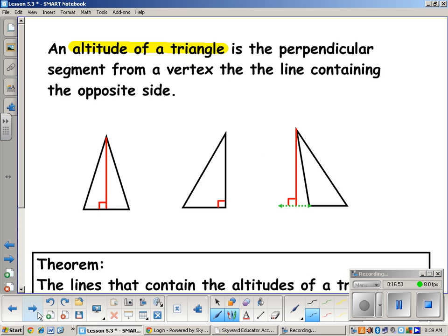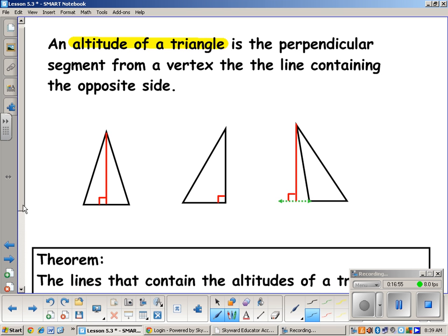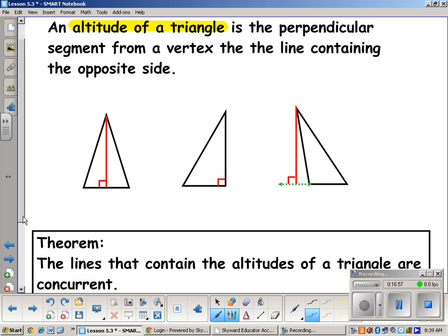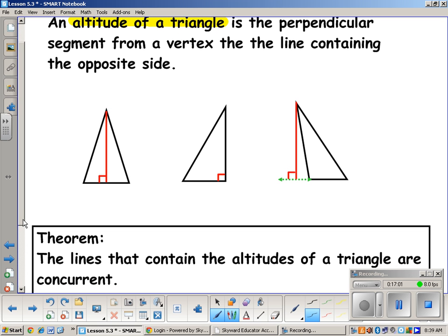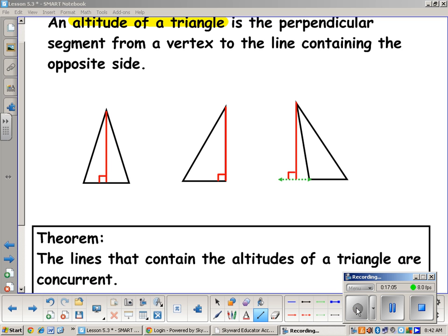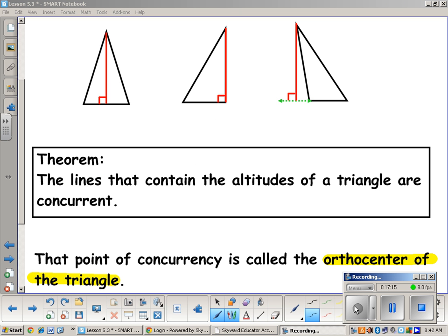So here's the last page. We're going to talk about the altitudes. I'll pause so you can copy. There's another typo up here with 2 to the line. Just one more sentence here. That point of concurrency is called the orthocenter of the triangle.